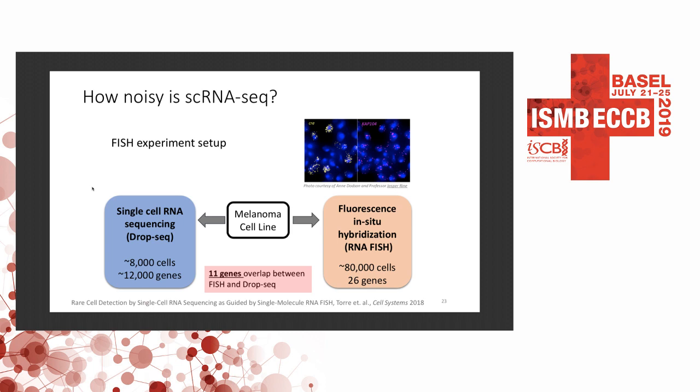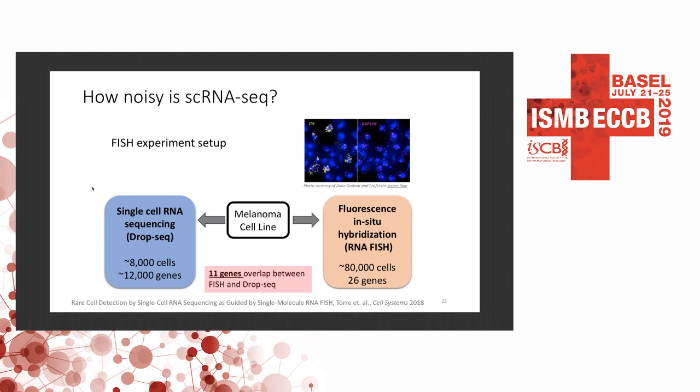They do both single-cell RNA sequencing and RNA FISH on the same melanoma cell line. So these are the same cell population, but they are measured by two different technologies. With single-cell RNA sequencing, they measure 8,000 cells, and it can measure the whole transcriptome. It measures 12,000 genes. And this RNA FISH data.